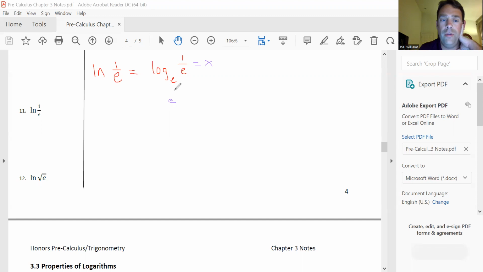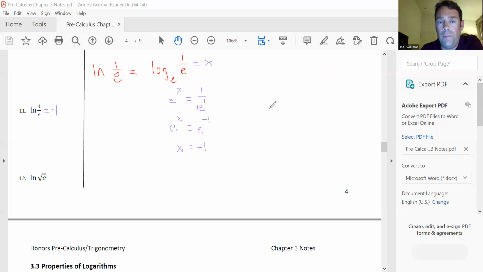And now this e right here, the base always becomes my base. So e to the x equals 1 over e. Remember that this e right here, if there is no exponent, we assume it's 1. So I can get that e out of the denominator by making it e to the negative 1. So that means x equals negative 1. That means this equals negative 1.